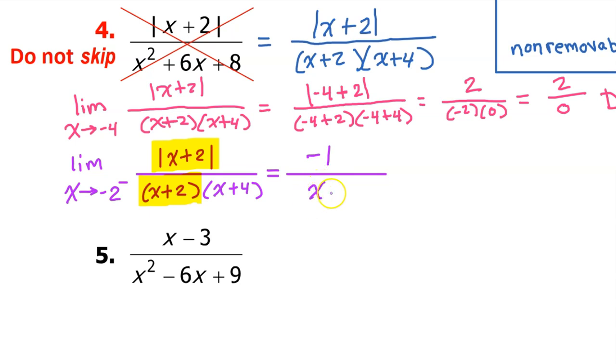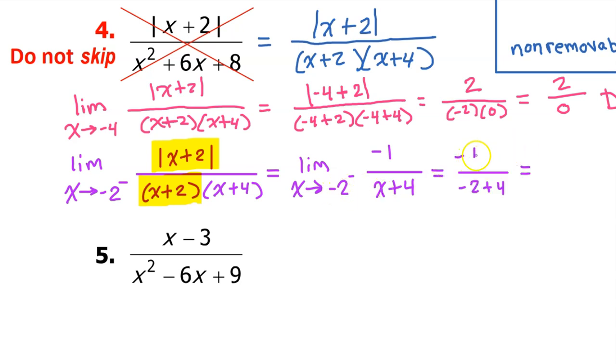And in the denominator we still have the x plus 4. Whoops, let's not drop the limit notation just yet. Now we can do direct substitution. If we plug in negative 2 for x, we get negative 1 over negative 2 plus 4, which is negative 1/2. That's the limit from the left. Now let's find the limit from the right.